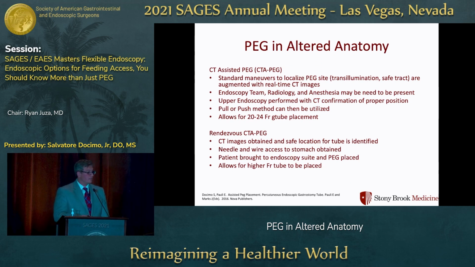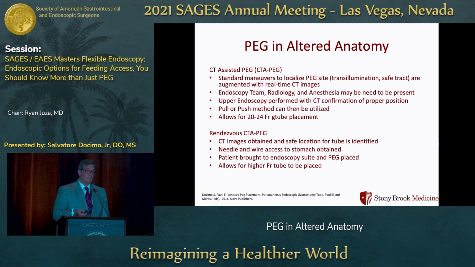So PEG and altered anatomy again, and I mentioned this previously, but don't forget you can also utilize CT scan concurrently or do a rendezvous CT PEG. So what is that? If you have a complicated anatomy, you can take the patient to the radiology suite or interventional suite. You can do a CT scan. You can ensure that you have direct access to the stomach. You can place radiopaque markers at the level of the stomach.